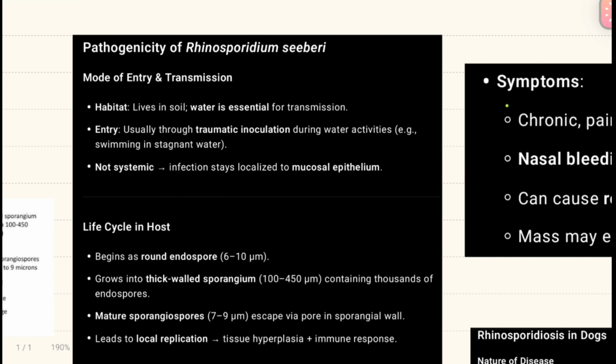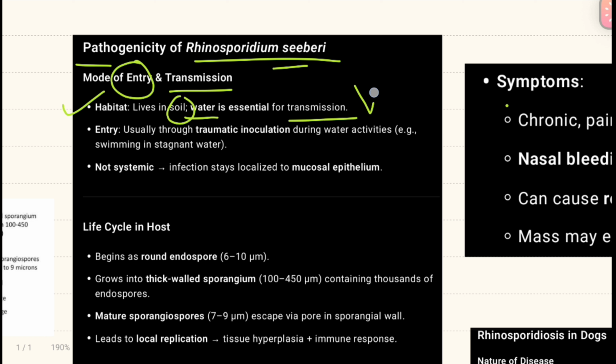Now we'll discuss the pathogenicity of Rhinosporidium seeberi. In pathogenicity, there are two important things: the mode of entry and the transmission of the organism. The habitat of the organism is usually soil. Therefore, water acts as an essential tool for transmission, and through wounds or abrasions on the skin, that is, traumatic inoculation, it acts as a portal of entry of the organisms into the body or tissue of the affected host.